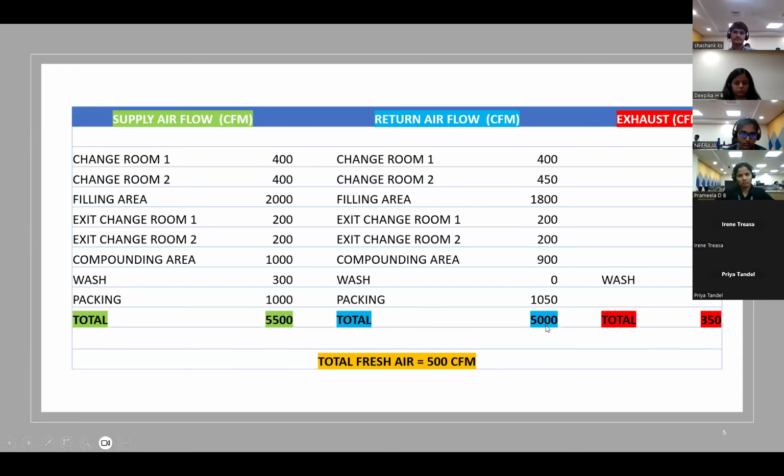is only 5,000. Because only 5,000 CFM is going back to my AHU, I'll be adding a total amount of fresh air, which is equivalent to the value of supply. That is about 500 CFM. Is it clear? Is this chart clear, or should I go back to this slide and explain it once again?